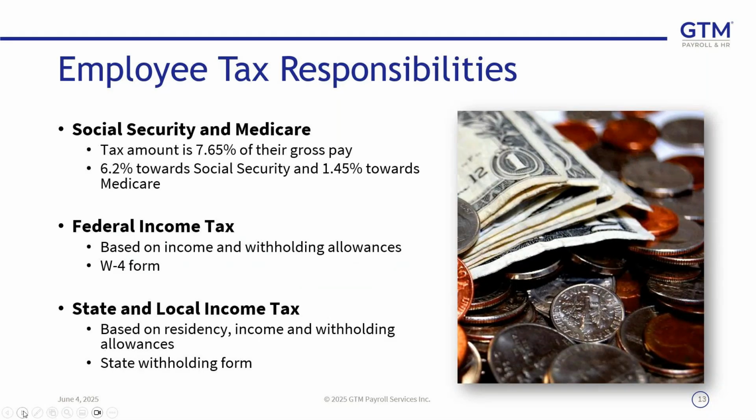For the employee, they also owe 7.65% of their pay, and this is required to be withheld and remitted by the family. And again, the family can choose to pay this on their employee's behalf instead, but either way, the employer is responsible for remitting the employee's portion of the FICA taxes.